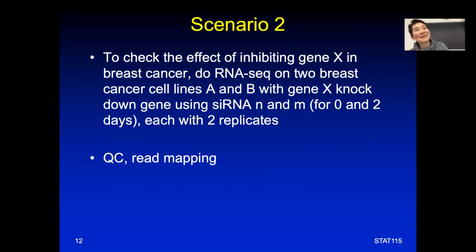You want to cluster your samples similarly, right? Because supposedly these are breast cancer. You're treating the cell with the same treatment of knocking out or knocking down a gene. You should see, hopefully, without the 0 hour and 2 days for both cell lines, basically without the knockdown and with the knockdown, to be in 2 distinct clusters.